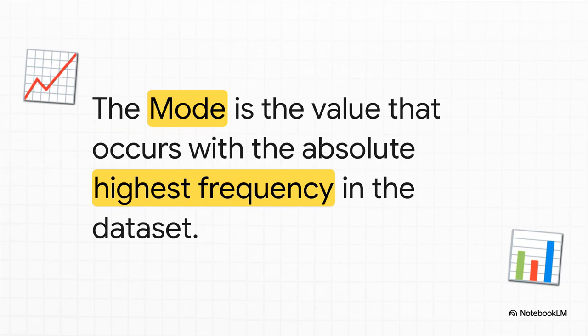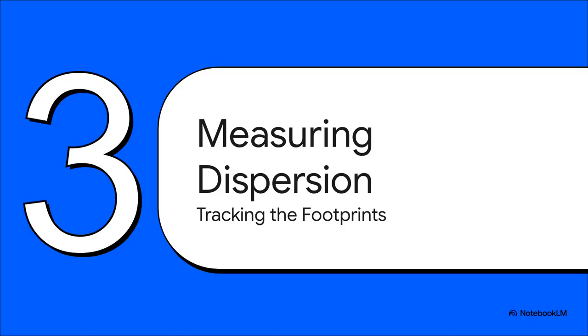Then we have the mode. Sometimes the truth is just a matter of sheer repetition. The mode is simply the value occurring with the absolute highest frequency. Unlike the mean, which can be totally thrown off by a single rogue outlier, the mode stubbornly focuses on what happens the most. Think of it this way. If our suspect claims they were at the pub 5 nights and the theater only once, well, indubitably, the pub is our mode.